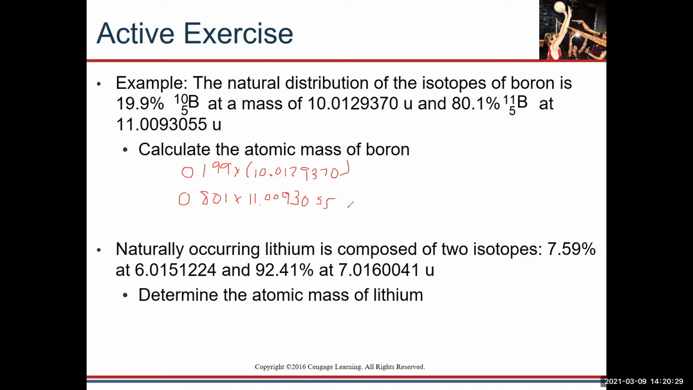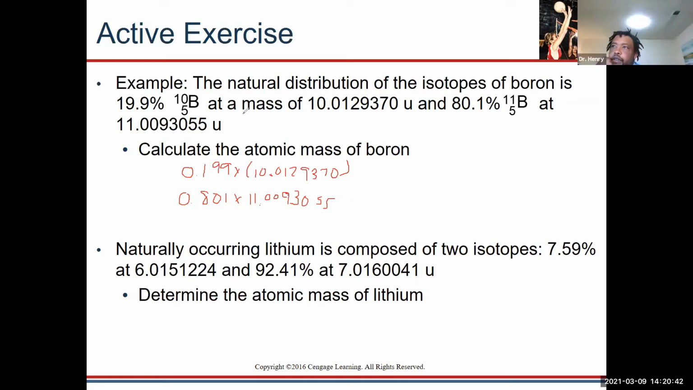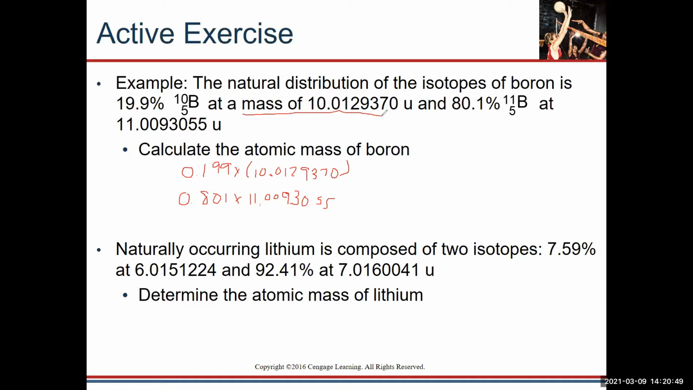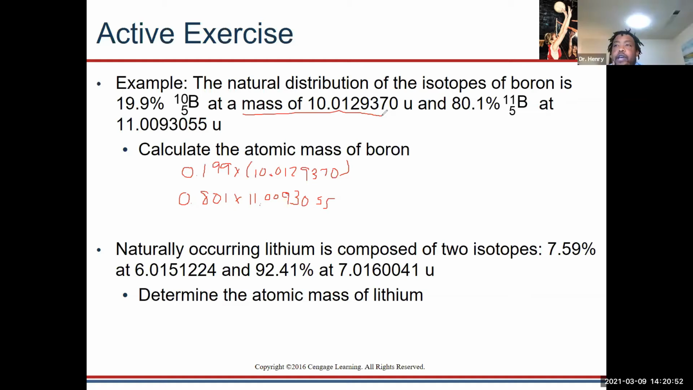I have a question, Dr. Henry. Why are we multiplying the abundance of boron 10 by the mass unit? Because this represents the mass of boron 10. That's how much boron 10 actually weighs. And what is that giving us? It's giving you the percentage of the atomic weight of the entire atom, of all of it together.